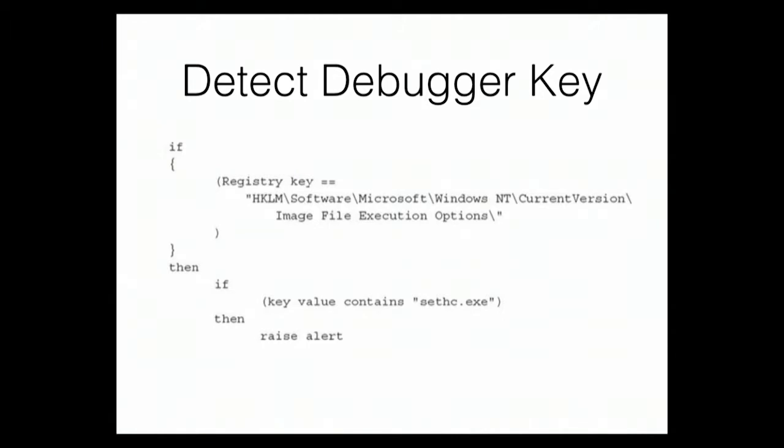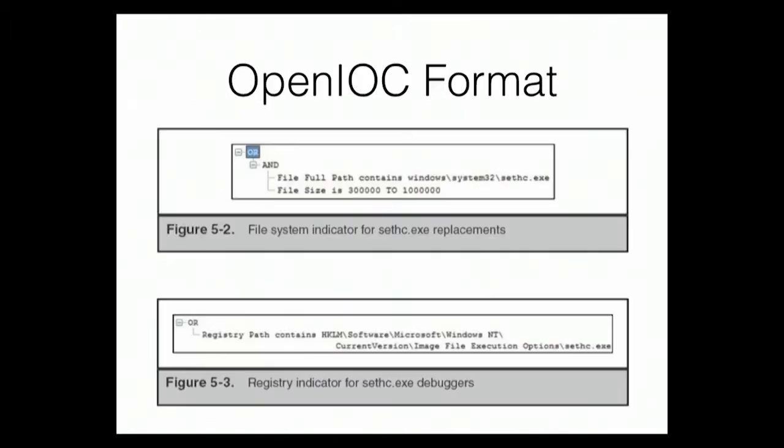Anyway, you can look for debugger keys. This will look for something in the image file execution options to tell you if the debugger is calling sethc.exe to debug a process that crashes, which is of course also wrong, and something you might do to get in by triggering an invalid condition.